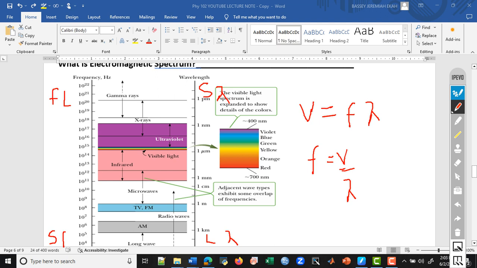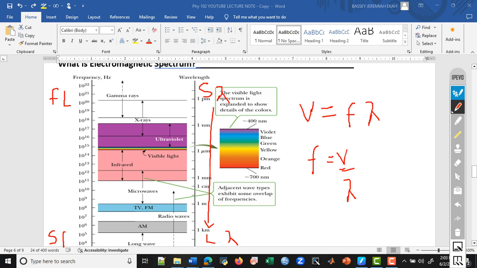Now, if you are asked to list members of the electromagnetic spectrum in order of increasing wavelength, then we have short here, long wavelength, so we'll come down. That order is order of increasing wavelength. So you start from where you have a short wavelength, which is gamma ray, X-ray, UV ray, visible light, infrared ray, microwave, radio waves, and all of that.